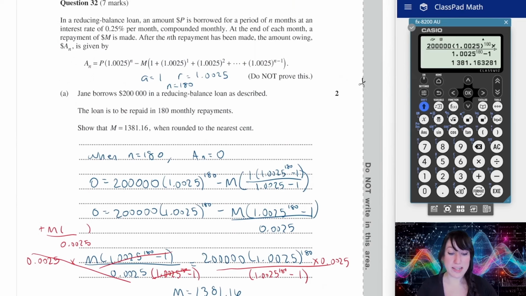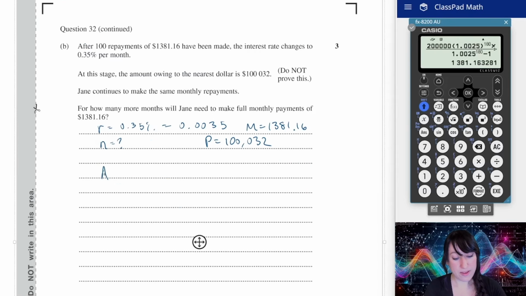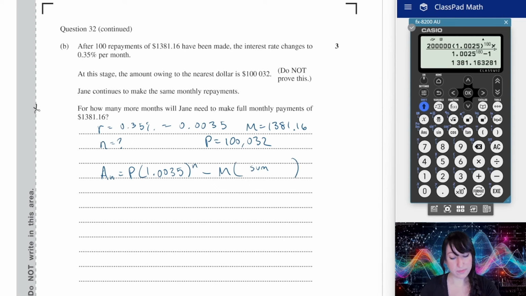So we were given this formula at the beginning for M, and we know where the 0.0025 comes from, the interest rate, so we can modify this formula to suit our new situation. So we'd have A_N equals P times 1.0035 to the power of N minus M times the sum of the geometric sequence. Now, for that geometric sequence, A will still be 1, R will now be 1.0035, and N is unknown.